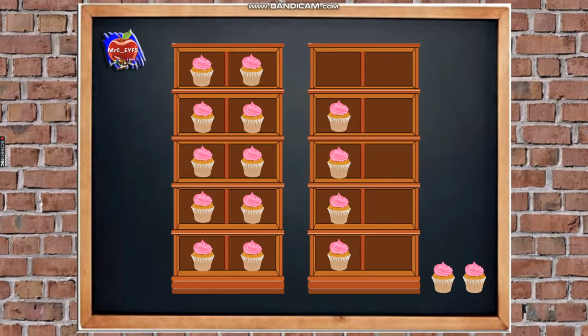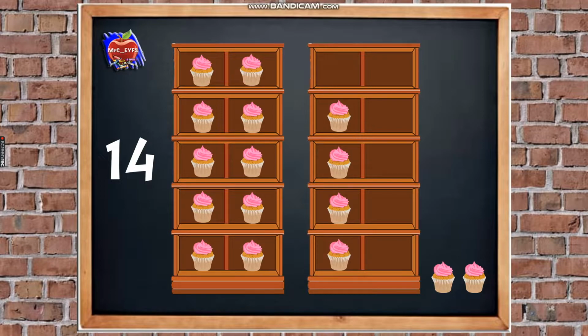Right, we've got some more cakes now. So how many cakes are there on the shelves? Remember, you can count on from 10 because the first frame is full, so we know there's 10 there. So see if you can count on from 10. Excellent, so it's 10, 11, 12, 13, 14. Well done. We've got 14 there.